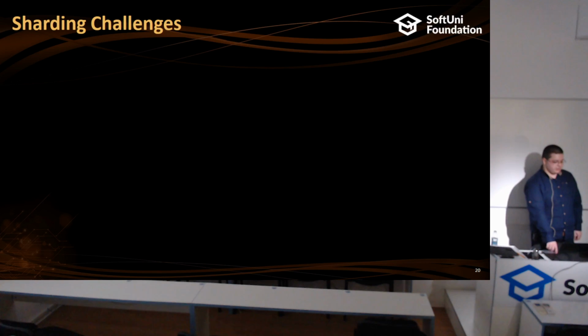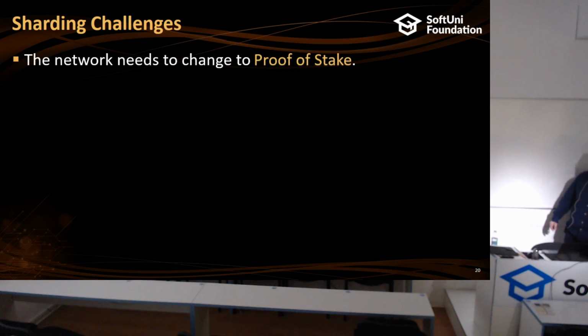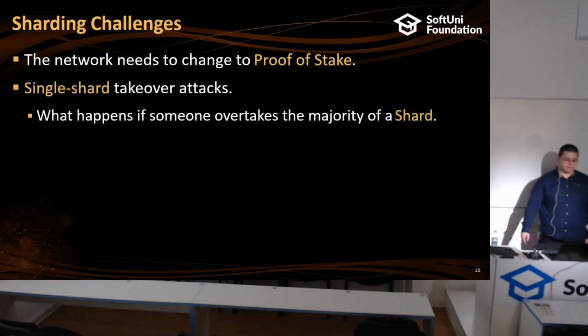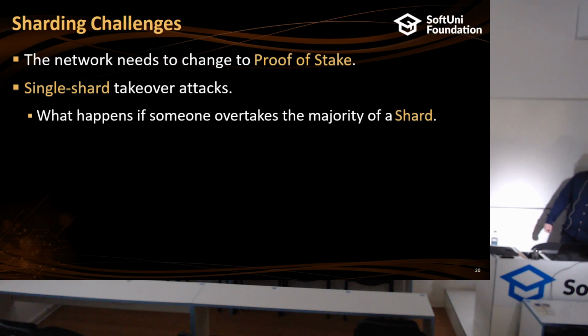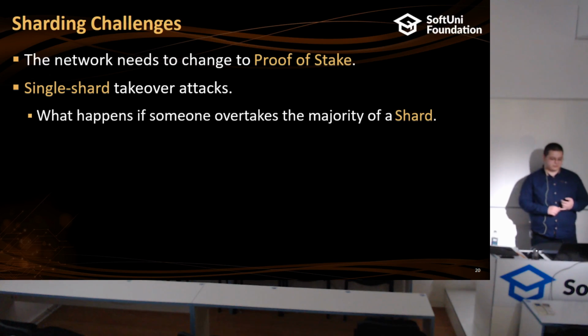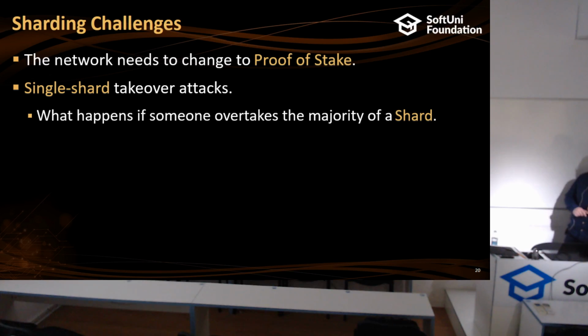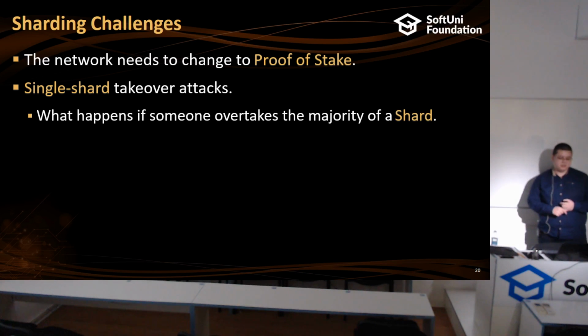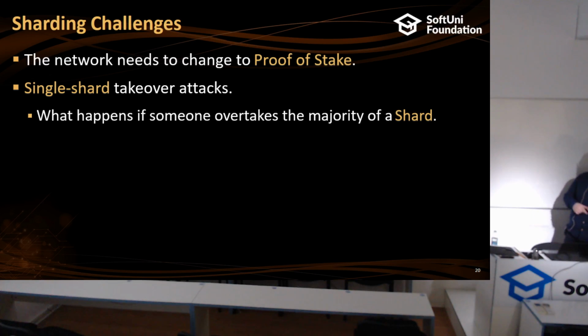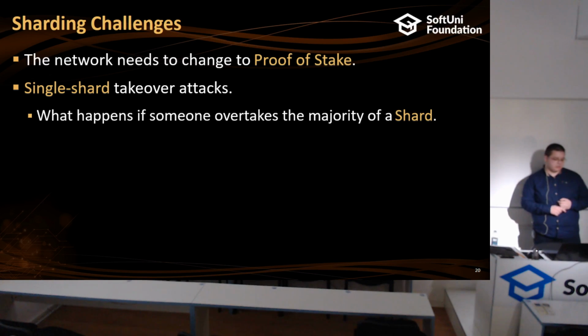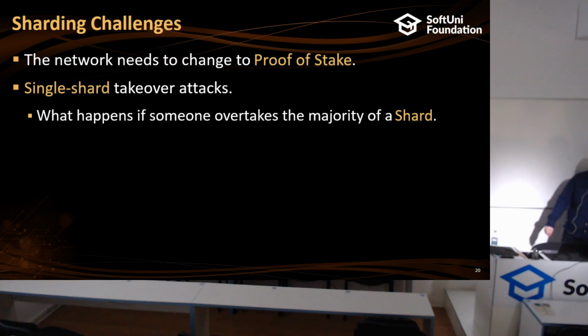So the challenges of sharding is that it is not possible to do with proof of work. That is because one shard can be overtaken with proof of work, and the network needs to change first to proof of stake, and Ethereum has such plans. So proof of stake is basically, instead of providing work, you have some huge amount of money that is stored. When you deposit this money, you're given the rights to validate transactions, and each time you validate a transaction, you get some of the fees for you. And if you want to cheat the system, your money will be pretty much taken from you, so you're going to lose your entire deposit.